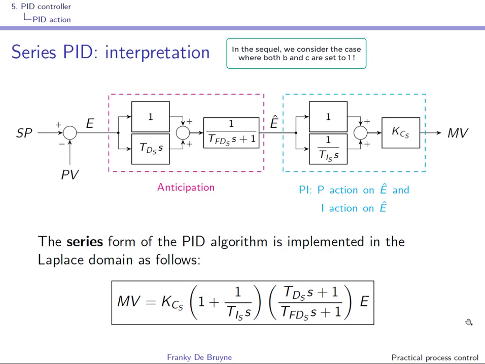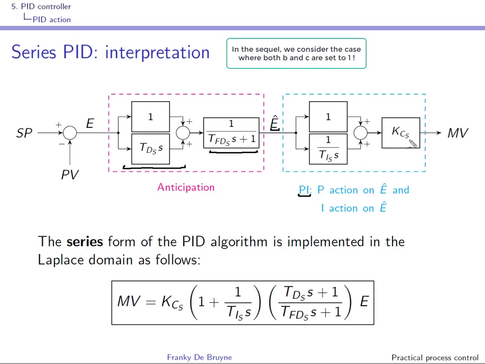Well, in the series PID interpretation, the PI controller is working on the error, or the anticipation or the estimation of the error in the future. So both the proportional and the integral part are working on E hat. This estimation of the error in the future is constructed as follows, and you can see here that the first order filter is at the back. It's not only acting on this term over here.